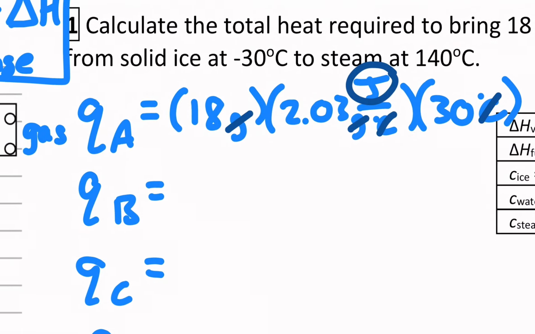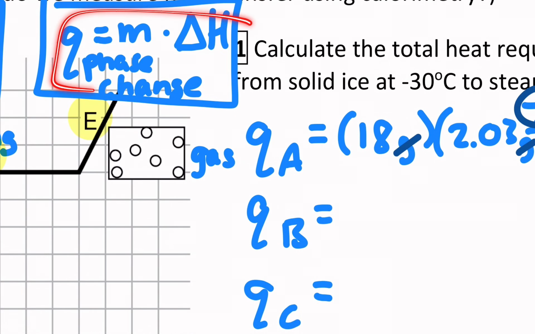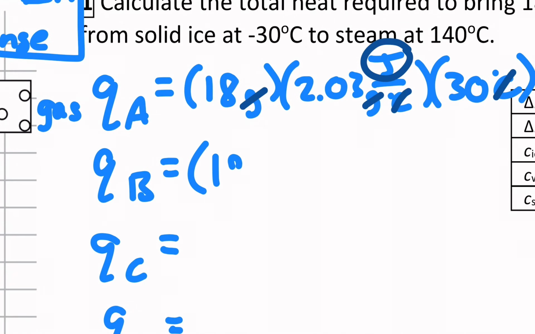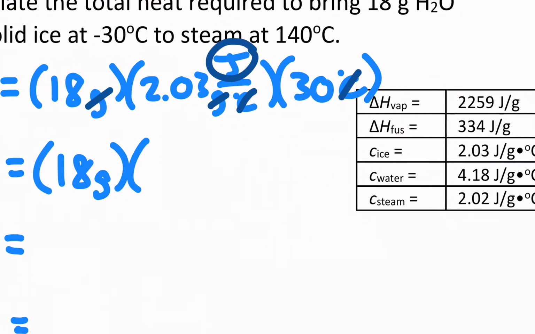What about segment B? Segment B is a phase change. That's the melting, so I'm going to use this second equation. It's still 18 grams, and the latent heat of fusion is this second term. That means for melting or solidifying, it's positive in one direction and negative in the other, but the magnitude is the same. So this is 334 joules per gram.